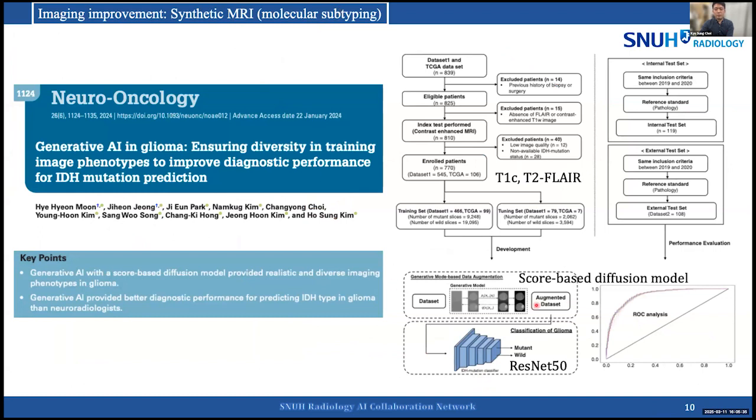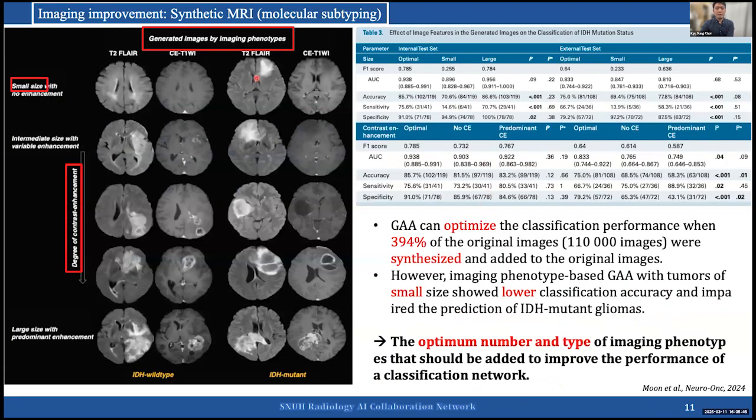They developed generative AI using a score-based diffusion model and used ResNet 50 as a classifier to predict the IDH genotype in diffuse glioma. They demonstrated the generated images according to image phenotypes: one, tumor size, and two, degree of enhancement. They also analyzed the effect of image features of generated images according to phenotypes. So they revealed that GAA can optimize the classification performance when nearly 400% of the original images were synthesized and added to the original ones.